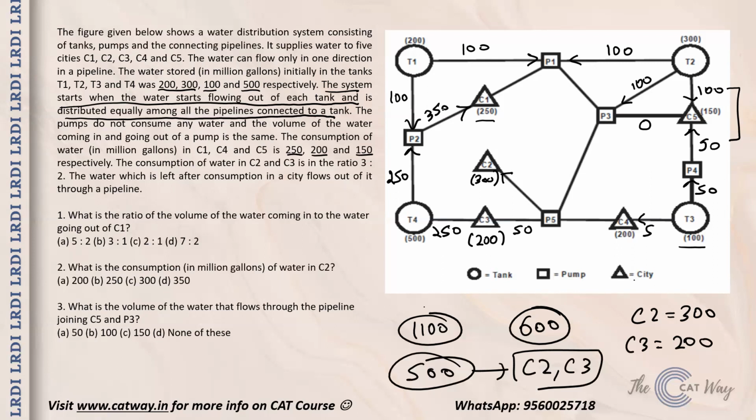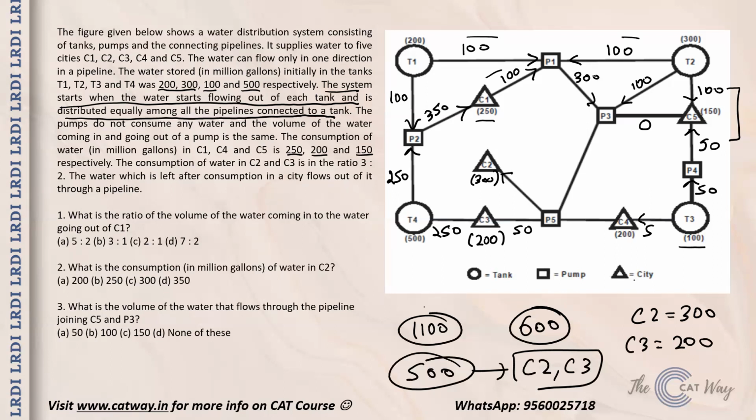Now C1's requirement is 250, so it will transfer 100 to P1. That means this is the direction. Now there are 3 inlet pipes into P1 and there is 1 outlet pipe, so it will throw into this direction, right? Now P1 was receiving 100, 100 and 100. That means 300 is what it is transferring to P3, right?